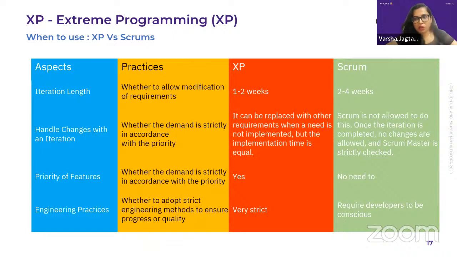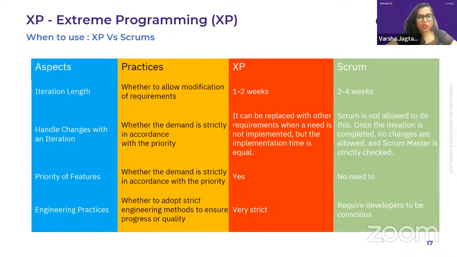It doesn't mean that they are changing the actual requirement. They are just reprioritizing something and bringing something else in. The Scrum Master will mainly say, in the middle of a sprint, don't do that. But in XP, implementation time should be equal. Okay, but we can do that.